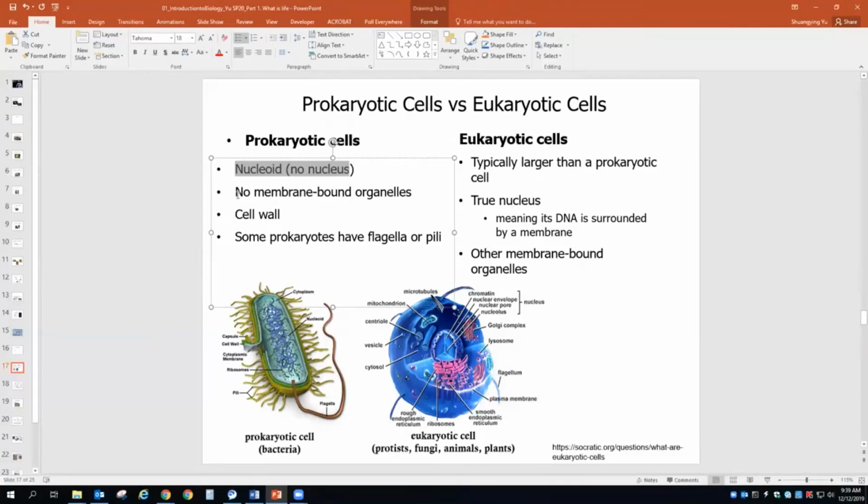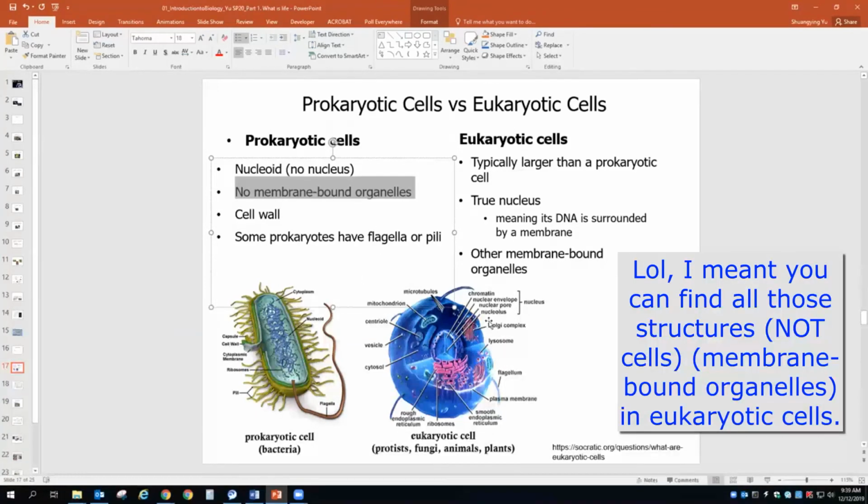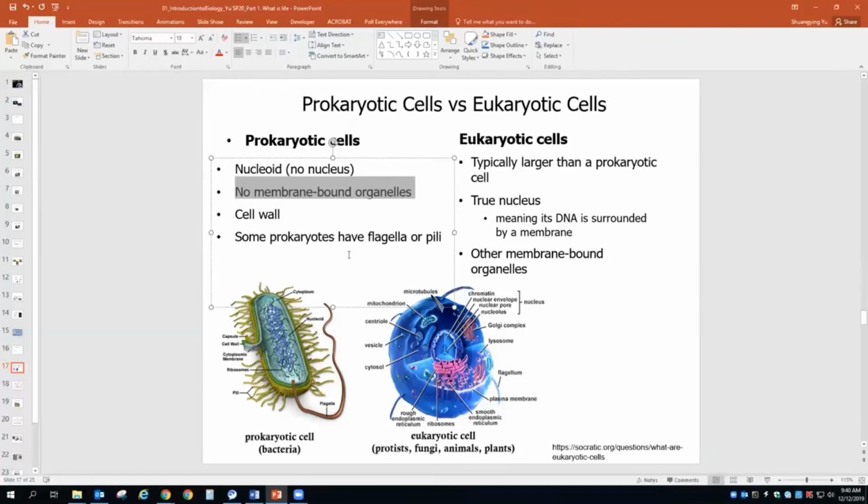The second key difference is that prokaryotic cells are a lot simpler, right? They don't have membrane-bound organelles, so they don't have Golgi apparatus. They do not have vesicles. They do not have mitochondria. But you can find all those in a eukaryotic cell. Okay, so those are the two key differences between the two cells, in addition to the size difference.